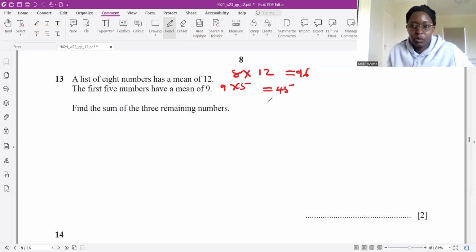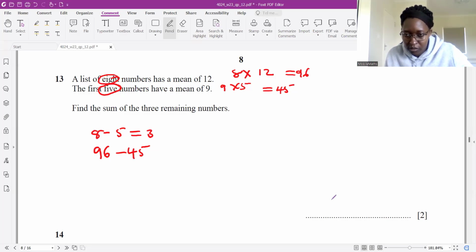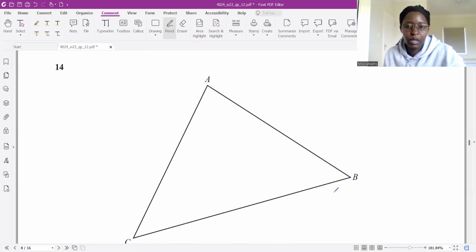Okay. So we are going to say the sum of the 3 remaining, because these are 5, and we have 8 here. 8 minus 5, we get 3. So we are going to say 96 minus 45. So we should get ourselves a 51. Okay, let's move on.